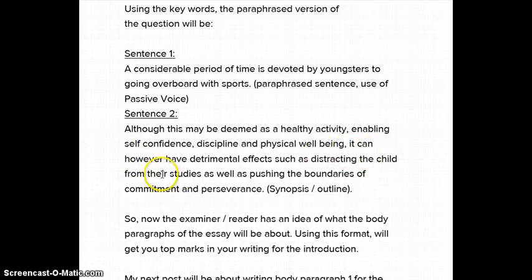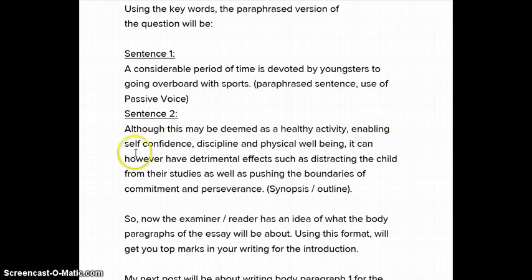It can, however, have detrimental effects, very negative, very bad effects, such as distracting the child from their studies, as well as pushing the boundaries of commitment and perseverance. So let's see what this sentence means. Like I said, we've used the word although. This may be deemed, some people might think, we don't have some people, I've used the passive here again, which is very good. It is thought, basically, that practicing lots of sports is a healthy activity.